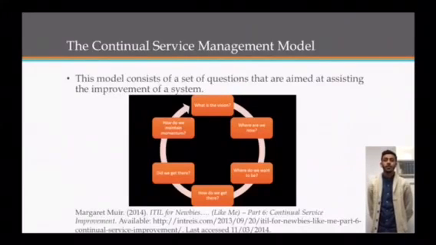The continual service management model. This model consists of a set of questions that are aimed at assisting the improvement of a system. The cycle consists of: what is the vision, where are we now, where do we want to be, how do we get there, did we get there, and how do we maintain momentum?